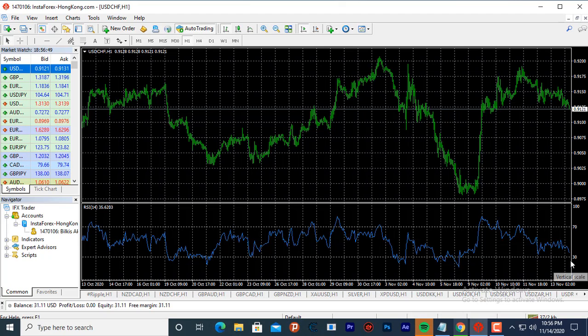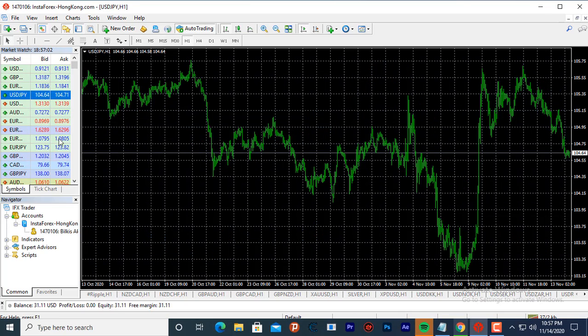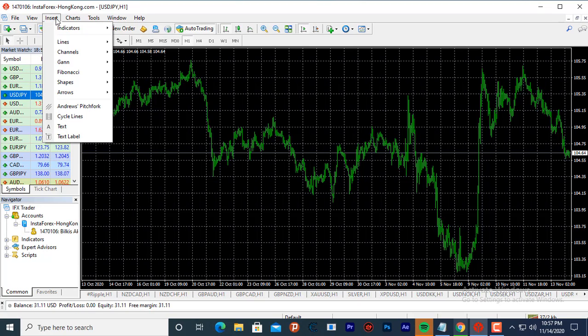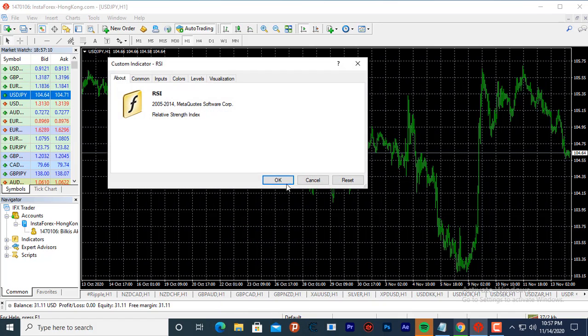RSI overbought condition. The first signal we will discuss is the overbought signal. The RSI indicator gives a signal for an overbought condition when the RSI line enters the 70 to 100 area. RSI oversold condition. The oversold RSI signal appears when the RSI line enters the 30-0 area. When the RSI is oversold, it implies that the price is likely to increase.